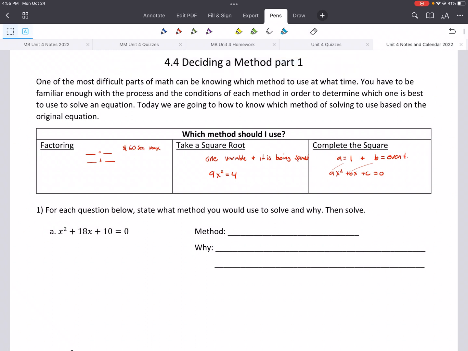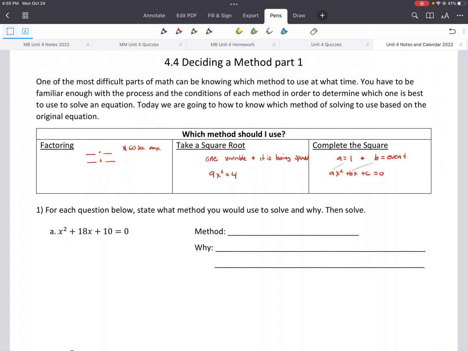Hey everybody, this is 4.4, deciding a method. Okay, so far we've talked about how to solve using factoring, using square roots, or completing the square. These three methods are great ways to do it. Some are maybe a little easier, some a little harder. That's why we're going to talk about when we can use them, because we don't want to spend a lot of time trying a method when it doesn't actually work.